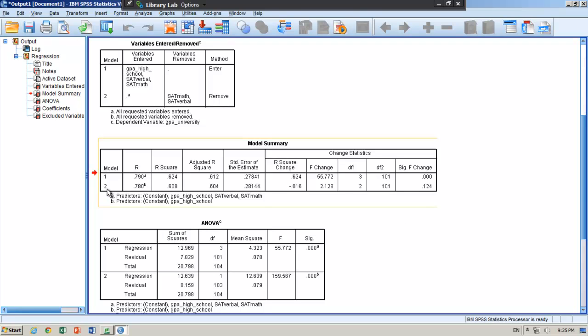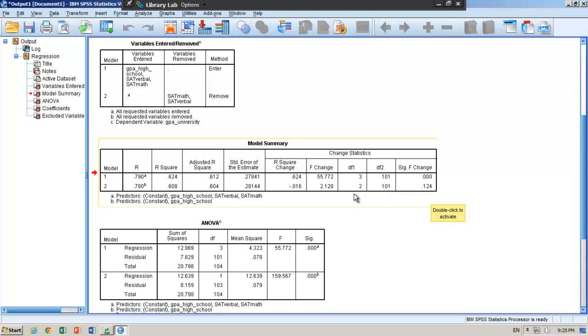Anyway, what we really care about for this question is, if you're the admissions department, if we throw out the SAT scores, how does that affect our prediction? In this case, we drop from 0.624 down to 0.608, which is an R-squared change of negative 0.016. So we lose about 1.6% of our R-squared, the variability explained. And is this change large enough to believe it's actually different from 0? Under most standards, probably not. The significance of the change, the p-value, is 0.124.